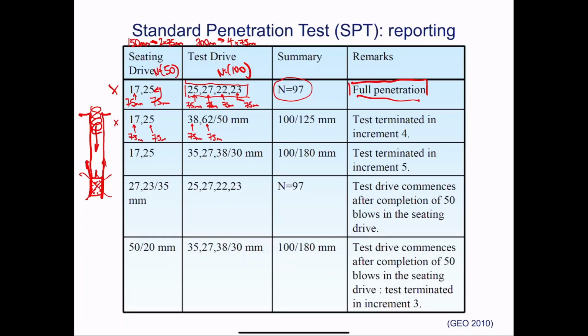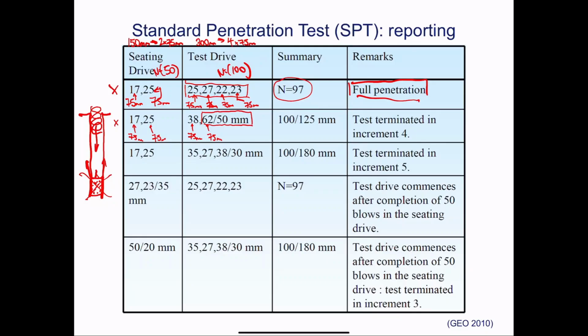What does that mean? Well, you're supposed to stop because that's the termination criteria. If you keep on smashing the split spoon, you're going to break something, or it's just futile. It's just wasting time on site. Or you probably encountered a hard rock or large rock or boulder or core stone in the ground. So what does this tell us? Well, for the second increment here in the test drive, we were only able to penetrate 50 millimeters.